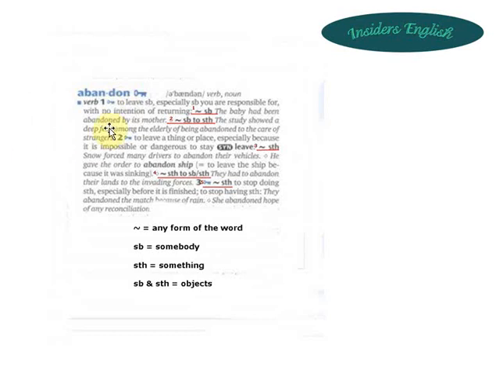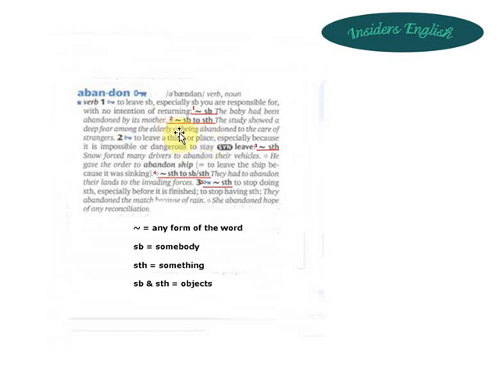Let's look more closely at this. Here we have number 1, a little squiggly line. A squiggly line means you can use any form of the word. Then after the word abandon, they want you to use SB. That means you need to use somebody. In dictionaries, SB means somebody. This sentence is going to give us a passive construction. The baby had been abandoned by its mother. Oh, how sad.